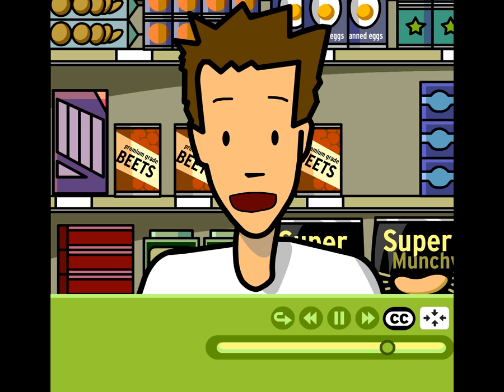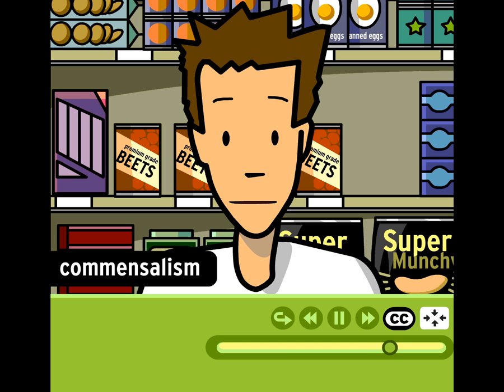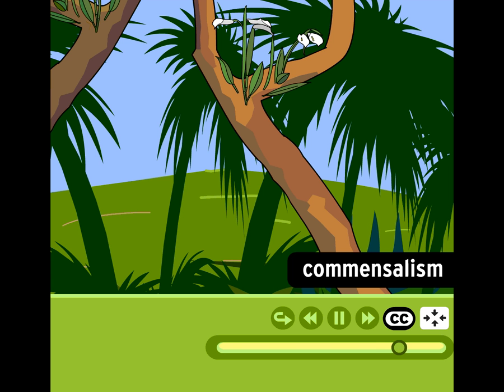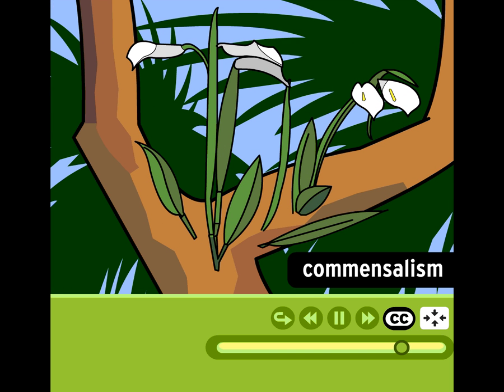Anyway, there's also a third type of symbiosis, commensalism. That's where one species benefits while the other is unaffected. It's pretty common. For example, some tropical orchids grow in trees. By positioning itself on a branch, the orchid can get the sunlight it needs to live and grow. It doesn't hurt the tree at all, but it doesn't help it either.